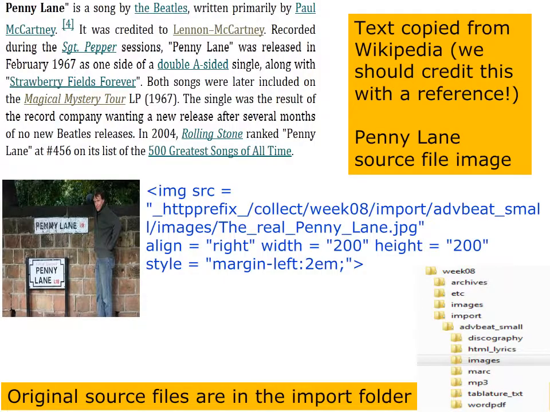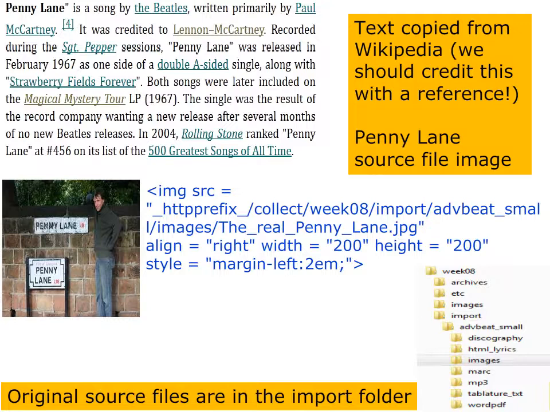So the question is, how did I do this? First, where did the picture come from? Well, the picture is one of the source files that was imported. If you go down to the images folder, scroll down, you'll see there's the Penny Lane picture. Now, when source files are imported into a collection with the Gatherer, remember they're converted if possible, but the originals are still there. They're put into a folder called import. So if you go down and look at the import folder, you'll see there's the folder we dragged in, add beat small, and there's all the subfolders with the different file types. So under images, we will find the real pennylane.jpg.